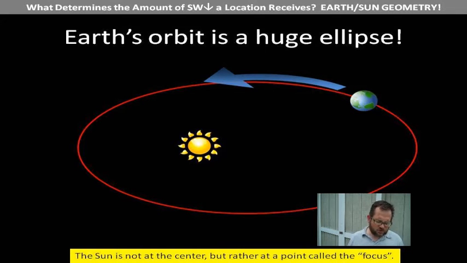And this huge ellipse means that the Earth is sometimes closer to the sun and sometimes farther from the sun. The Earth is closest to the sun on a day that's called perihelion. Perihelion: peri, around, helion, the sun. Perihelion tends to occur right around January 4th, and on that day the sun is about 91.4 million miles away.